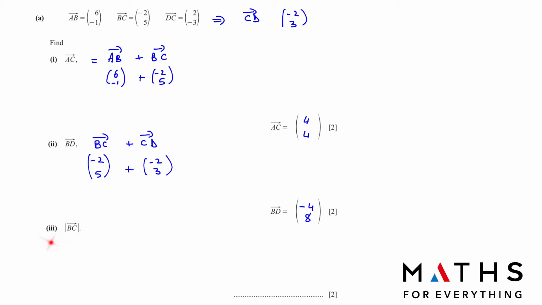To find the magnitude of BC, you need to know the rule that whatever your numbers are, you got negative 2 and 5, you just square them. So negative 2 squared plus 5 squared, and the whole answer we are going to square root. This will give us 5.385. We can round it to 2 decimals, it will be 5.39. All these questions are easy. I hope you have understood.